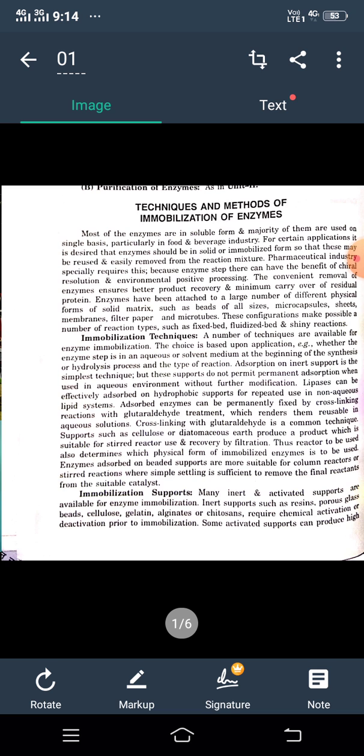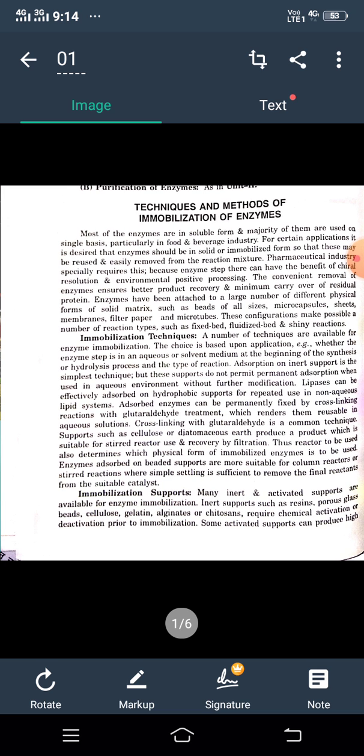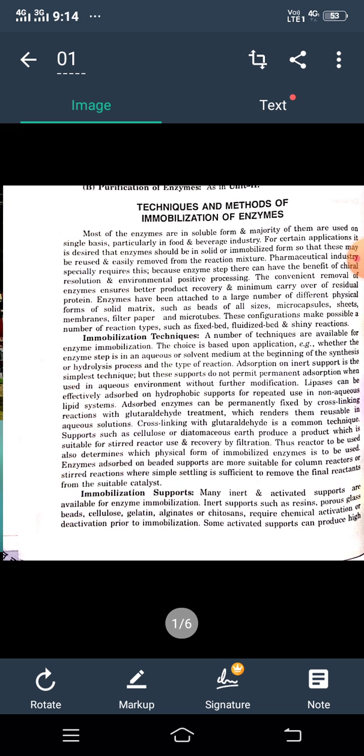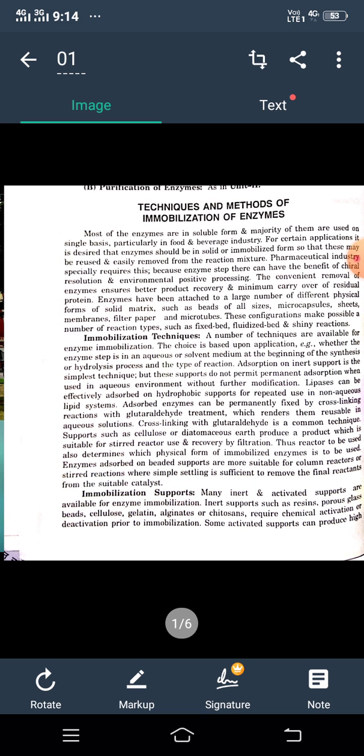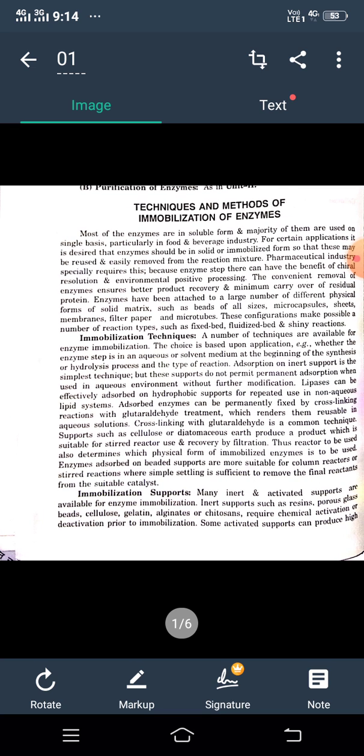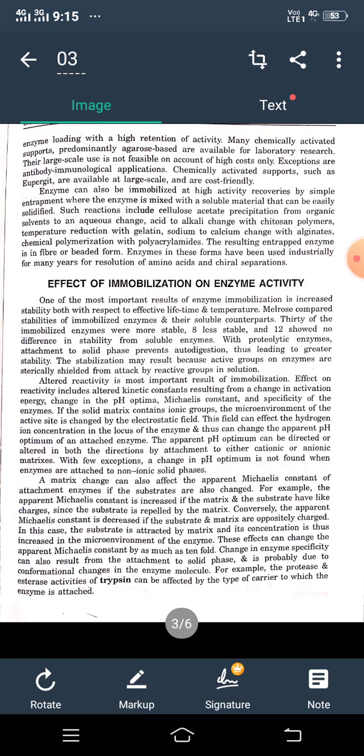Now, immobilization supports. Many inert and activated supports are available for enzyme immobilization. Inert supports such as resins, porous glass beads, cellulose, gelatin, alginate, or chitosan require chemical activation or derivatization prior to immobilization. Some activated supports can produce high enzyme loading with a high retention of activity.